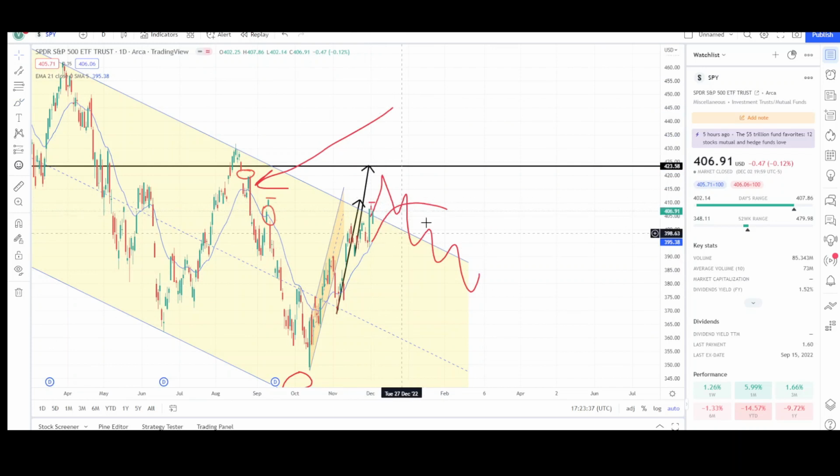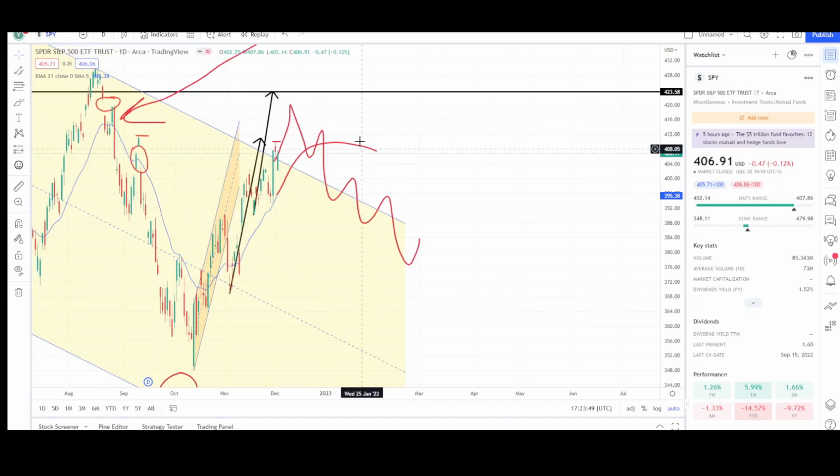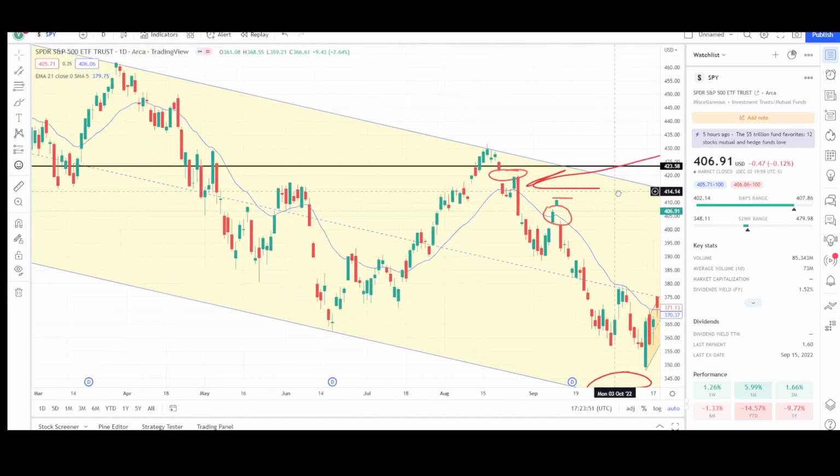So that's the reaction I want to see. I don't want to be picking a top or trying to assume that we're going to reverse at this level right now. I need to see some momentum to the downside. Right now, the momentum to the downside is non-existent. It's very similar to what happened right here.